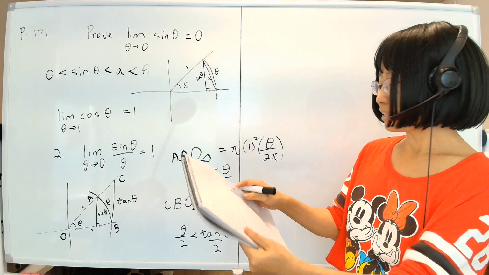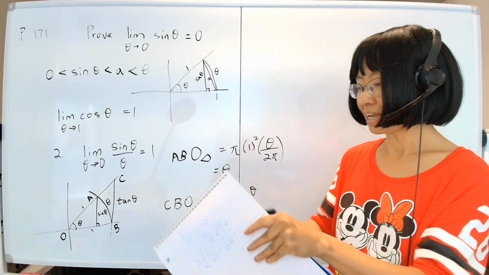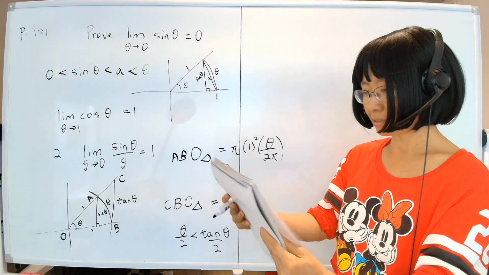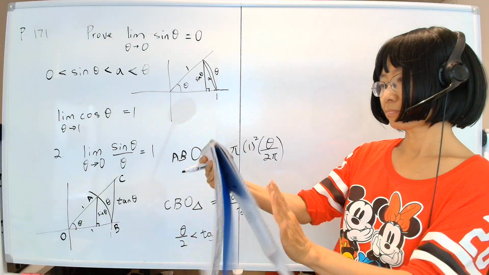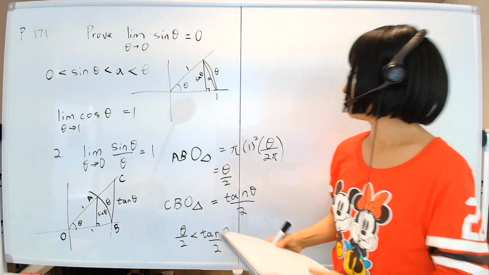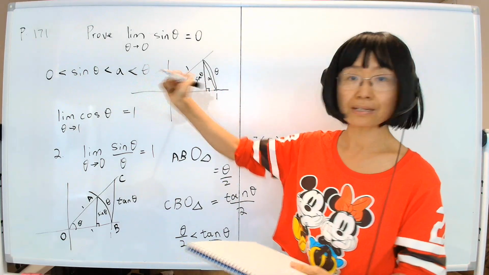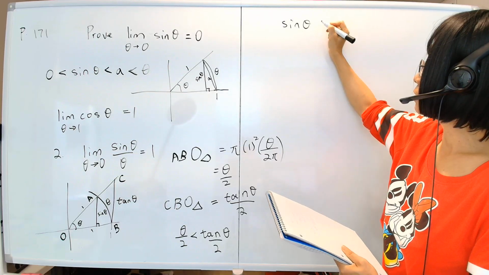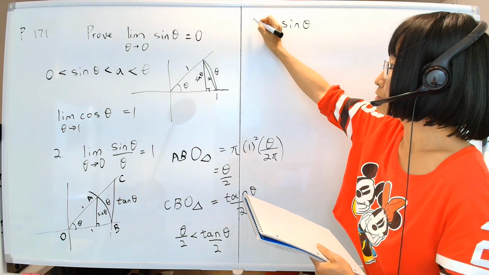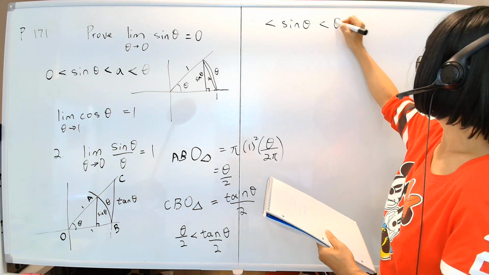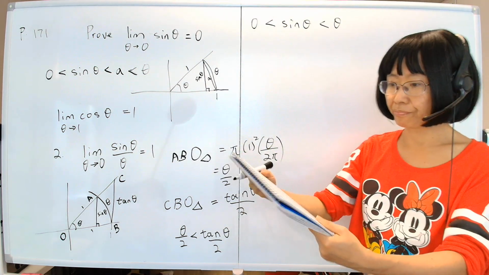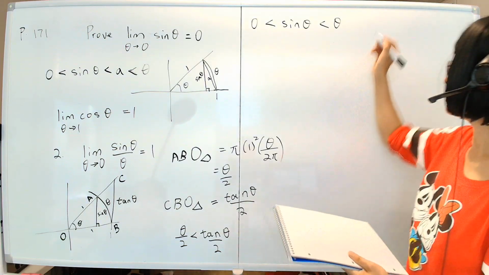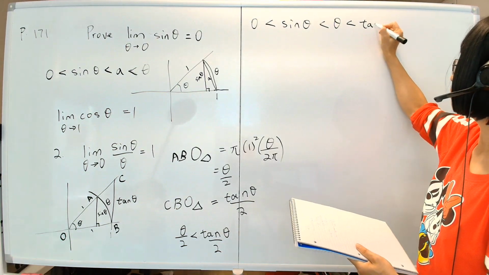And now we are ready to prove this thing, as your book says, if I can find where it went. Oh, right here. From previously, we have proved that theta is bigger than sine theta, and this is just bigger than 0. And from this point, you notice that theta is less than tangent theta. So we can finally write this down.